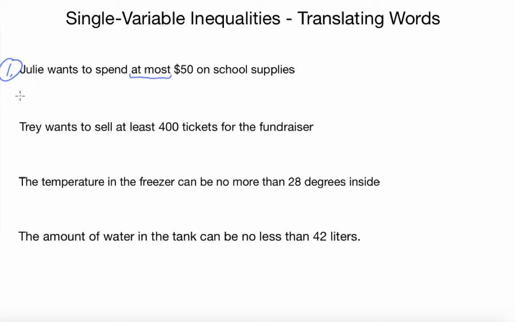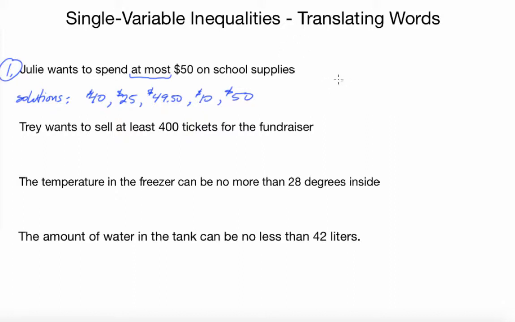So possible solutions to this first one are $40. She could spend $40 on school supplies. She could spend $25. She could spend $49.50. She could spend $10. She just can't spend any more than $50. Now, at most also means $50 itself could be a solution. That would be the most she's willing to spend. So these are all possible solutions, and it helps me figure out how to write the inequality.